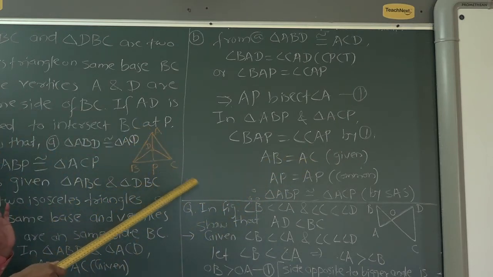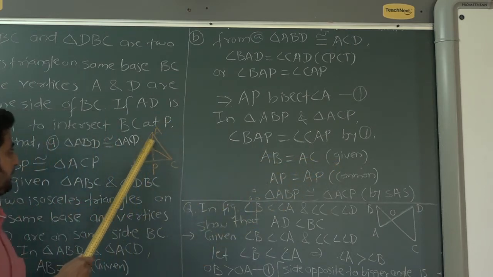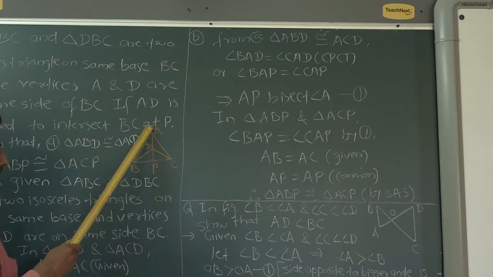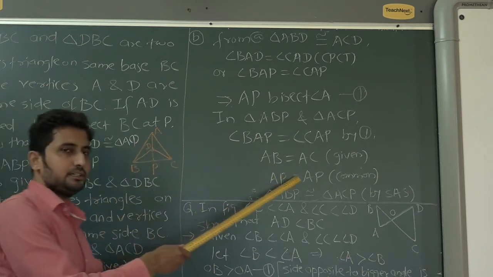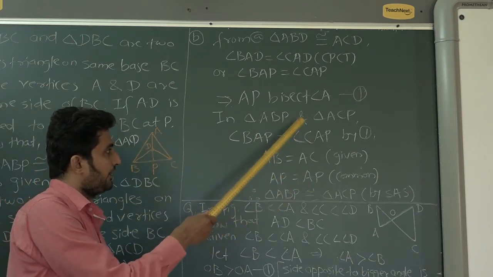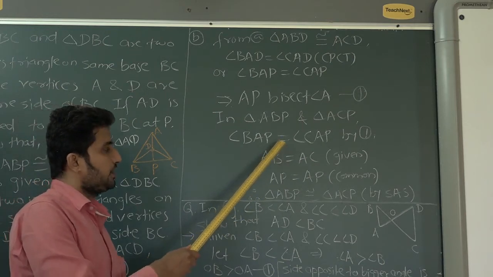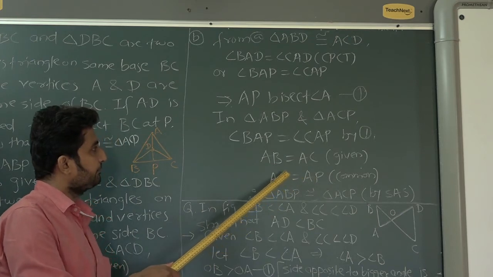This is equal, which is given, and AP is common. Okay, this AP is common. In triangles ABP and ACP, AP is the common factor. Now tell me students, on what basis are we forming the congruency?